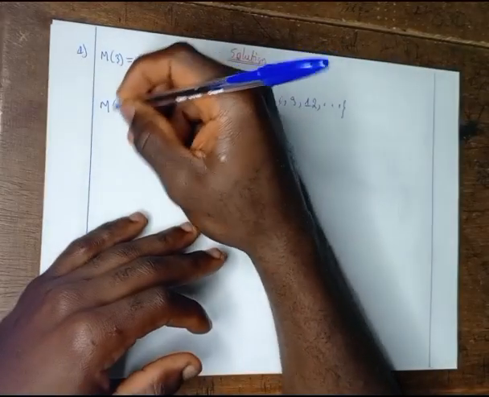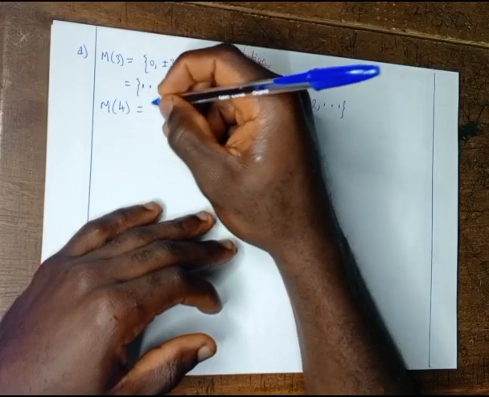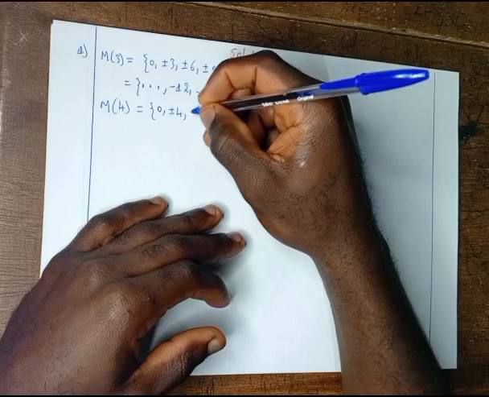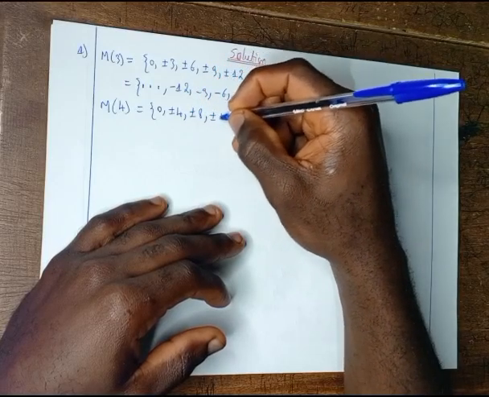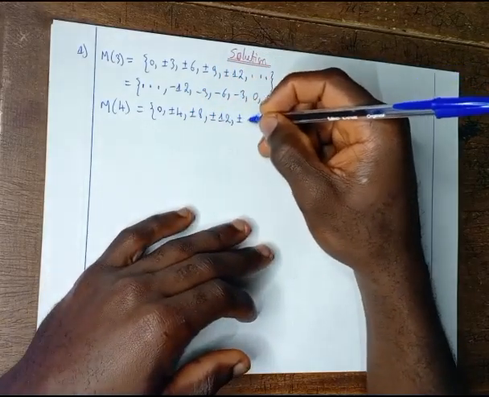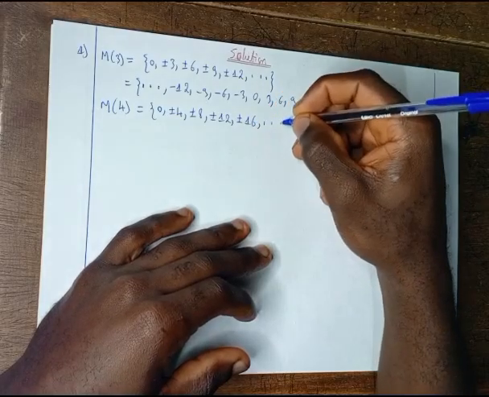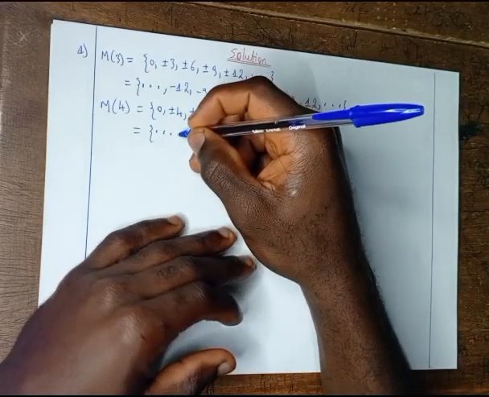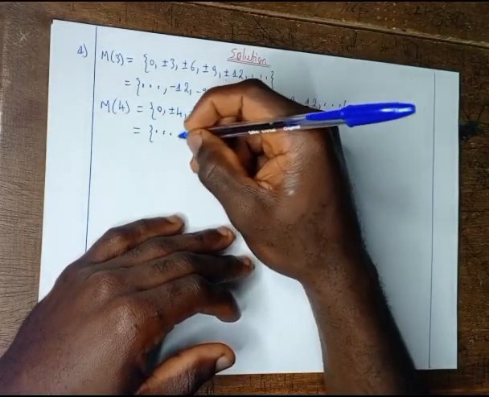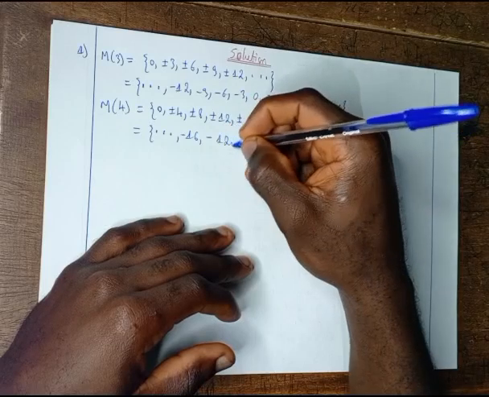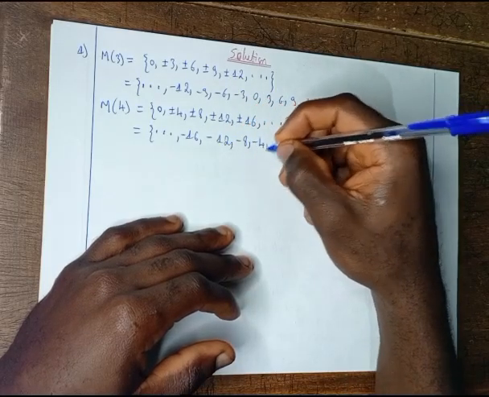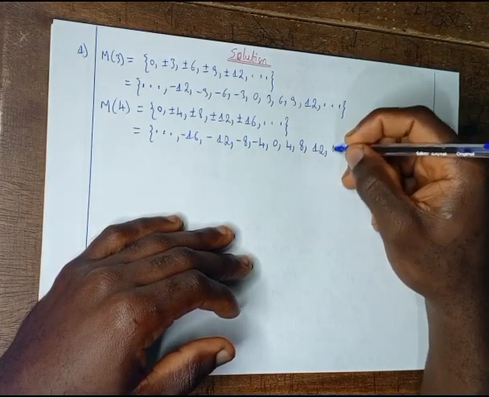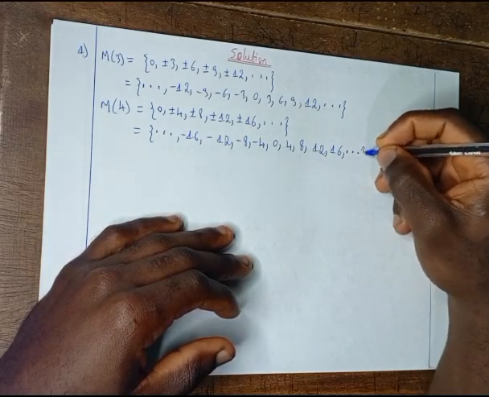The next one, we have to write down the multiples of the number 4. For 4, we have 0, plus or minus 4, plus or minus 8, plus or minus 12, plus or minus 16. You know it is an endless set. So it is endless to the left, we have the negative multiples: negative 16, negative 12, negative 8, negative 4, 0, 4, 8, 12, and lastly 16. We end with 3 dots.